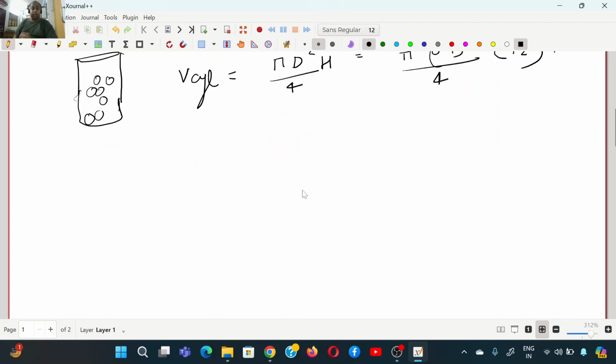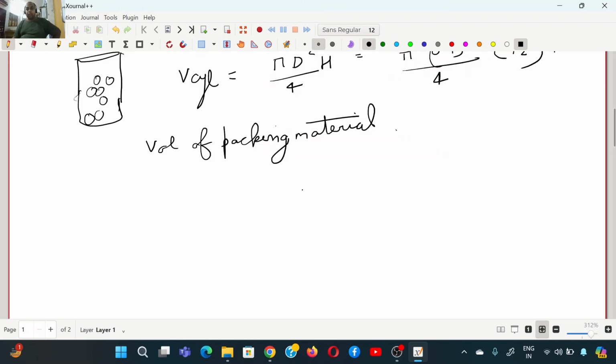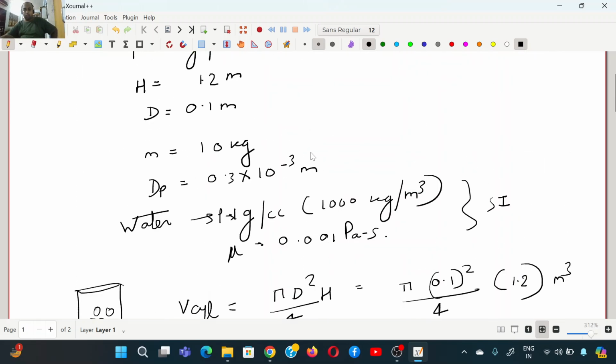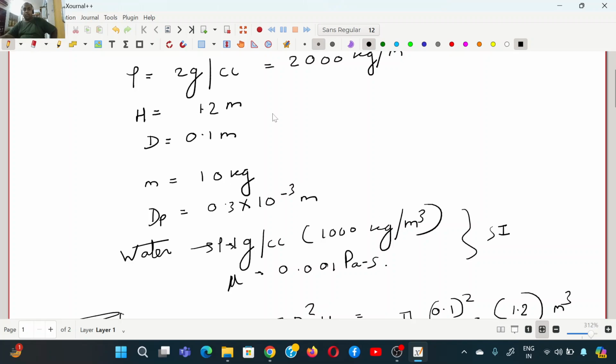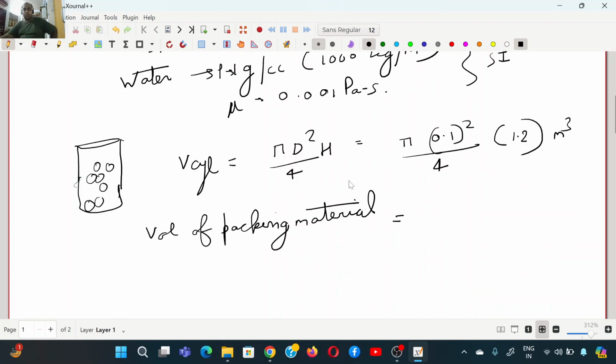Next step is the volume of the packing material. What is the volume of the packing material? We know the mass, we know the density. So mass by density will give the volume. Mass is 10 kilogram. Density is 2000 kilogram per meter cube. That's 10 by 2000 meter cube.